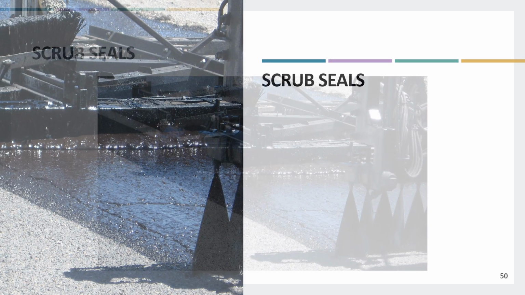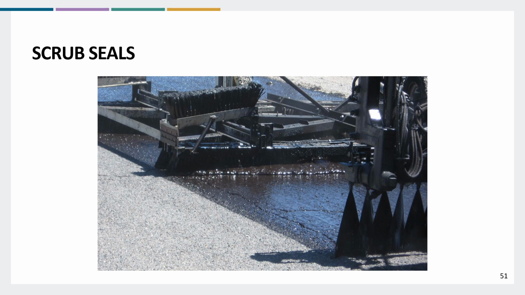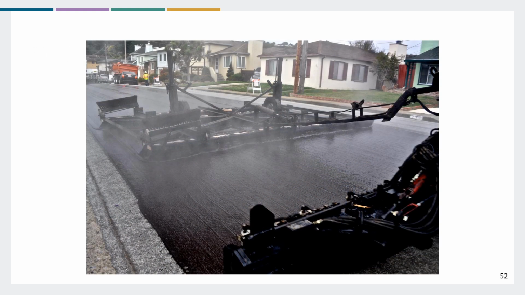Scrub seals. So what is a scrub seal? A scrub seal is a chip seal that has brooms on the back of the distributor truck that push the emulsion in a wave into cracks. This allows an agency to eliminate the use of crack fill on smaller cracks and save money by using the brooms and pushing the emulsion into the cracks.